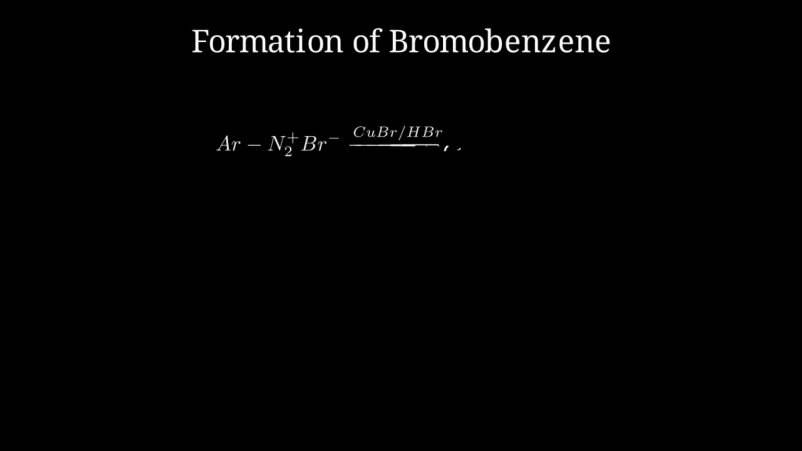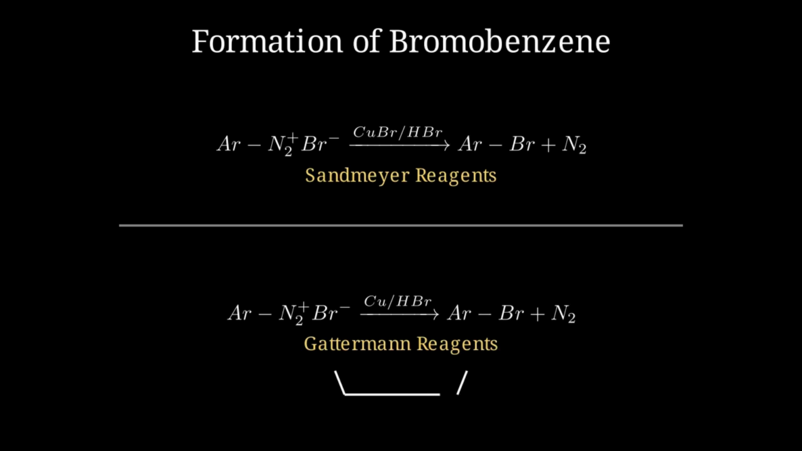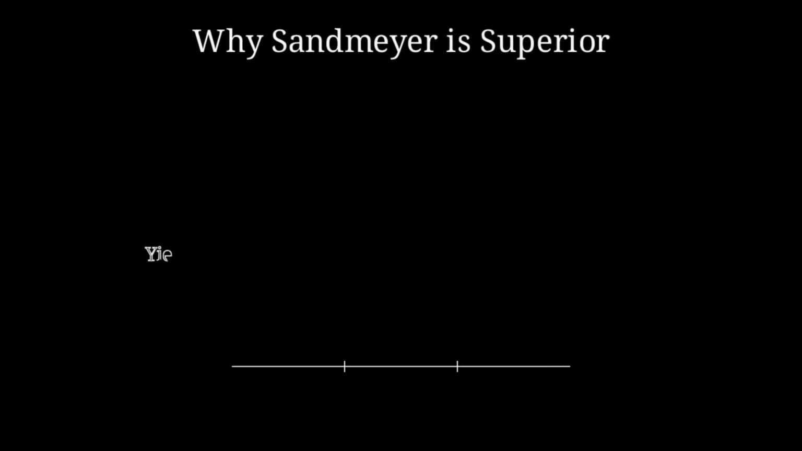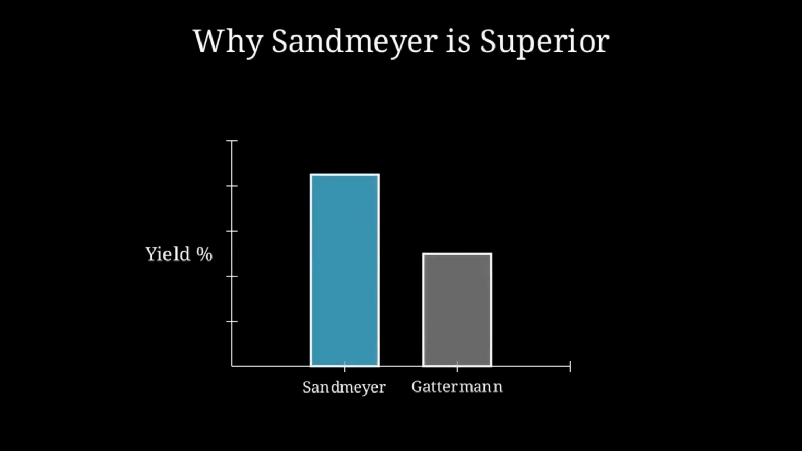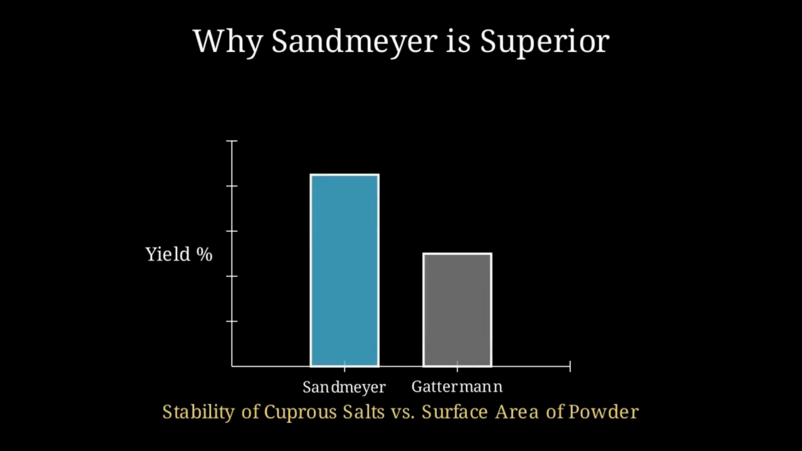The same logic applies to bromination. Using cuprous bromide constitutes the Sandmeyer reaction, while using copper powder in hydrobromic acid is the Gattermann reaction. Both pathways successfully replace the diazonium group with a bromine atom. Why is Sandmeyer usually better? The preformed cuprous salts are more effective at electron transfer than the surface of copper powder. This leads to fewer side reactions and a more consistent output in laboratory settings.